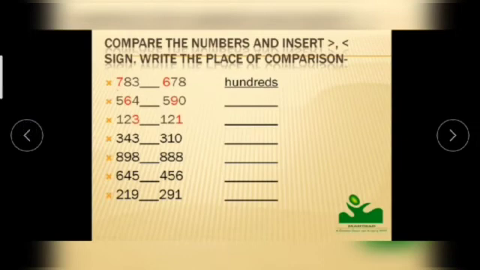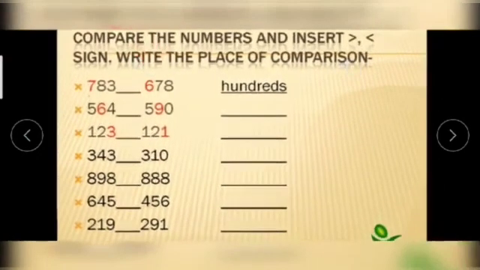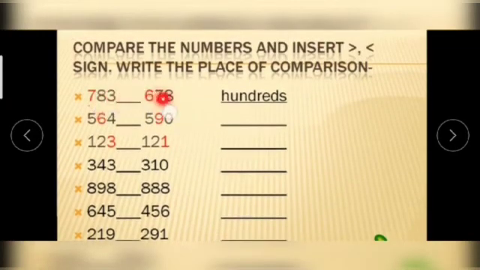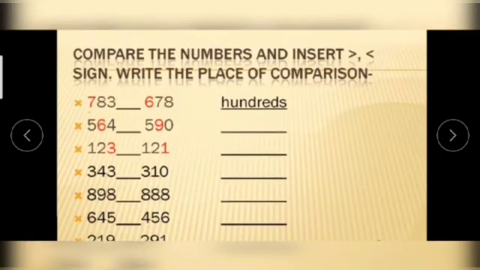Now children, let's see some examples to compare the numbers here. They have given 783 and 678. We have to compare these two 3-digit numbers. Now how can we compare? By comparing the 100 place first, because these are 3-digit numbers. That's why we have to compare the digit on the 100 place.